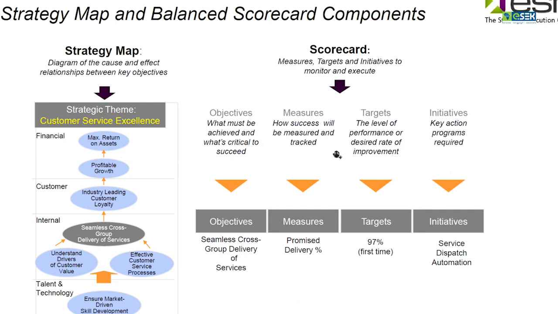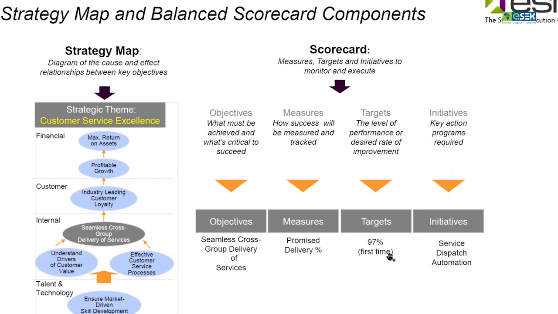We then put in place measures, right, to support that. You want to have one key lag measure and sometimes a lead measure, right, as an indicator of what's to come. Are there storm clouds on the horizon? So seamless cross-group delivery of services is our example. And we're looking at the measure of promised delivery percent. So our target now is that desired level of achievement of where we want to hit on that measure.